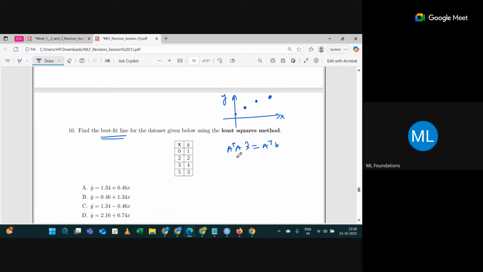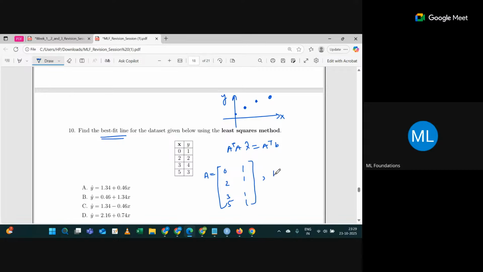So X is A and Y is the output. The values of A are 0, 2, 3, 5 and 1, 1, 1, 1. Yes, because we have to deal with the intercept part, right?